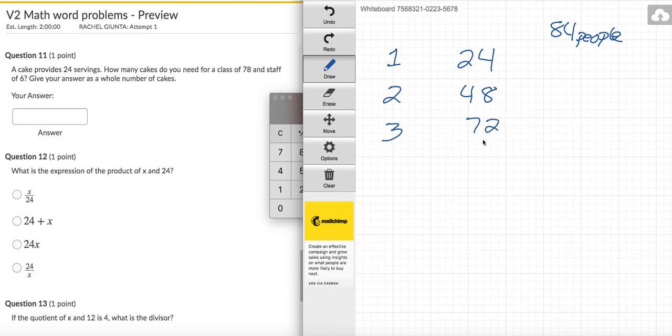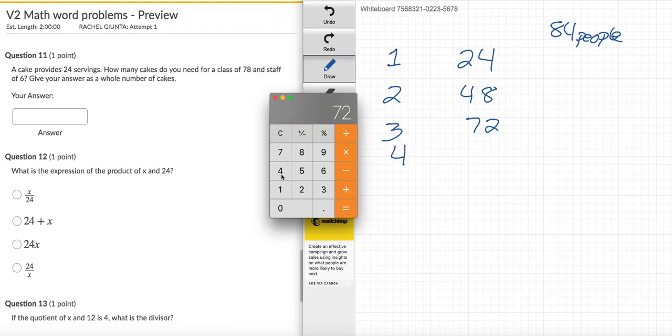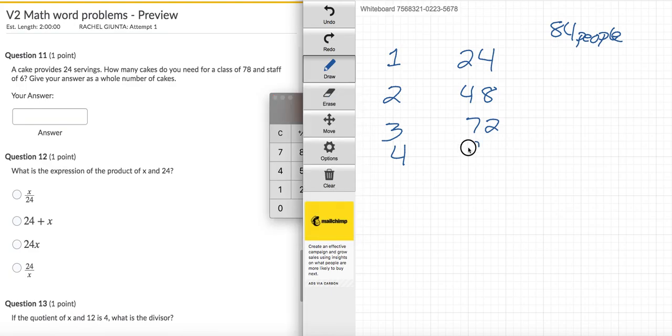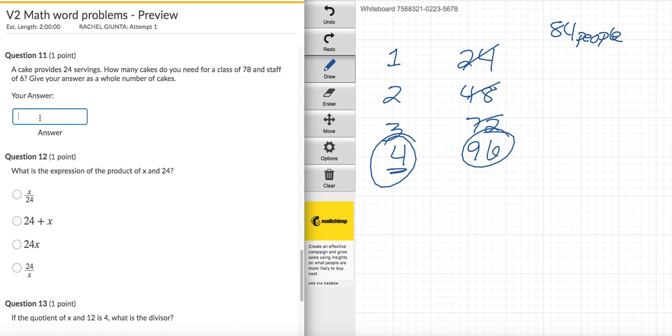So we know we still don't have enough. And 4 cakes times 24 is 96. And so that's the minimum number of cakes that we can buy to ensure that everybody gets a slice. So 24 is not enough, 48 is not enough, 72 is not enough, 96, and 96 means 4 cakes. So the answer is going to be 4.